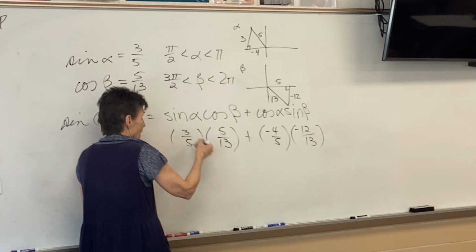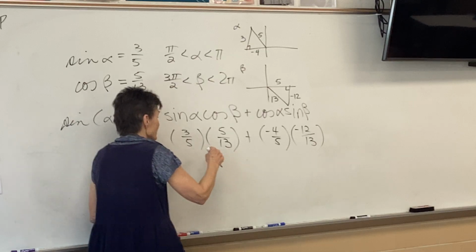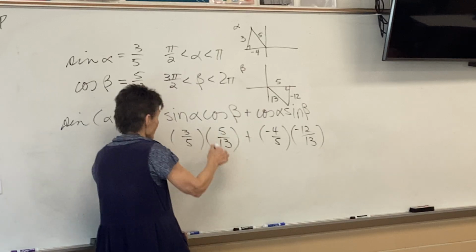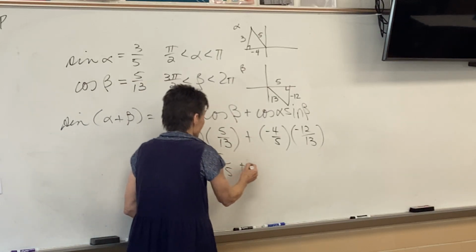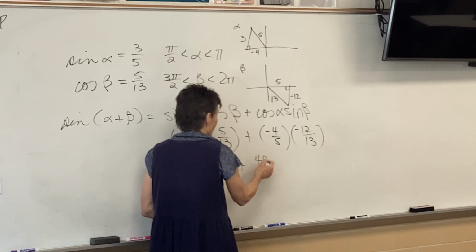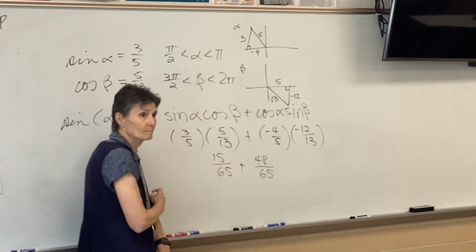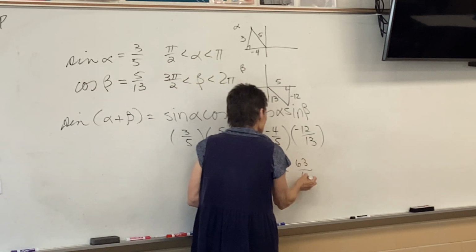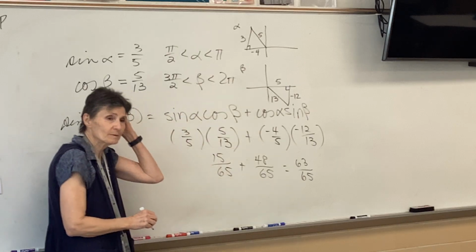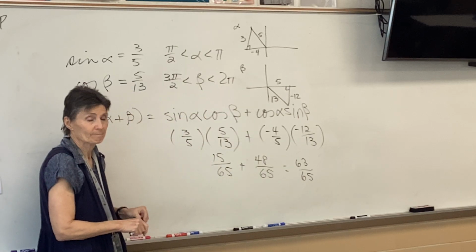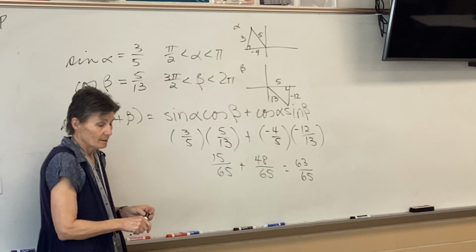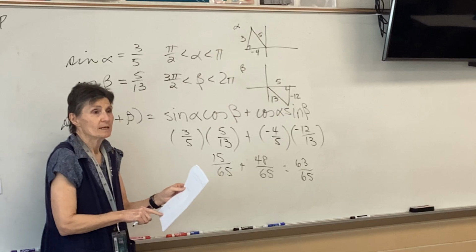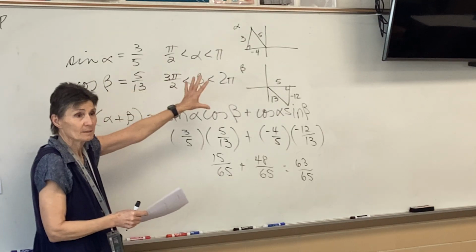Now, I know you can simplify this, but don't, because ultimately we're gonna be adding these, and it's gonna be good to have a common denominator. So this is gonna be 15/65 plus 48/65. And that's gonna add up to 63/65. And there you go. Done. I love fractions.